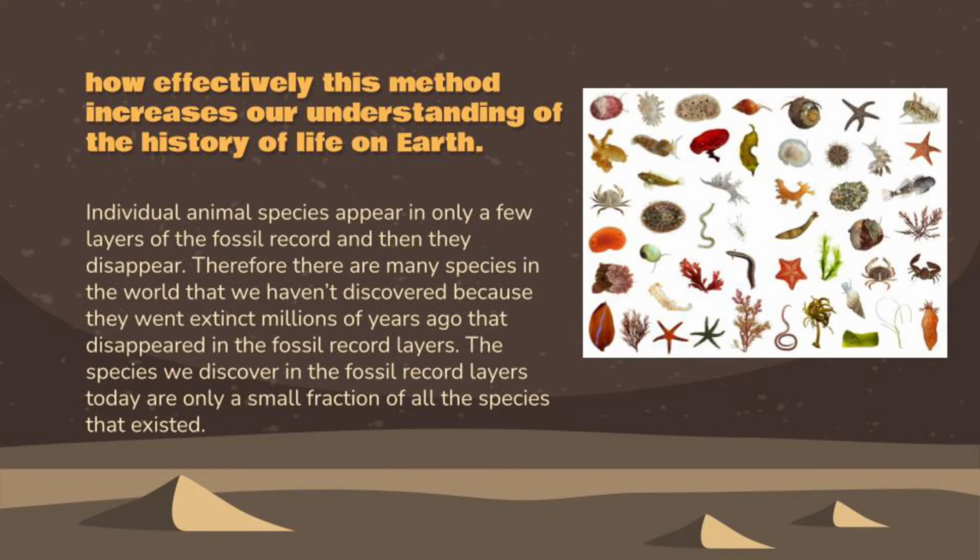6. Evaluate how effectively this method increases our understanding of the history of life on Earth. So, individual animal species appear in only a few layers of fossil records, then they disappear. Therefore, there are many species in the world that went extinct millions of years ago that we haven't discovered, because they did not appear in the fossil record layers today. Therefore, the species we discover in the fossil record layers today are only a small fraction of the species that existed since the beginning of the Earth.